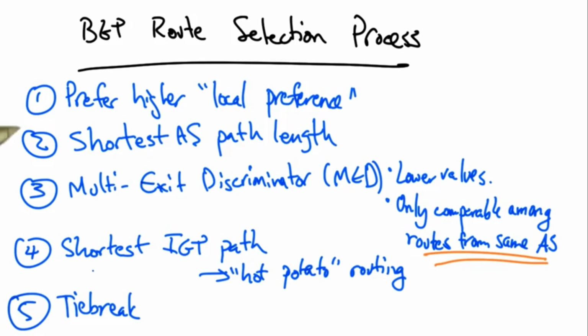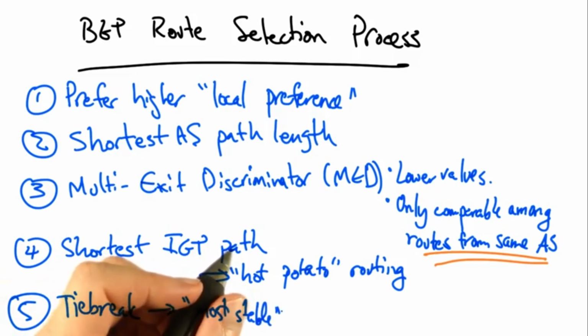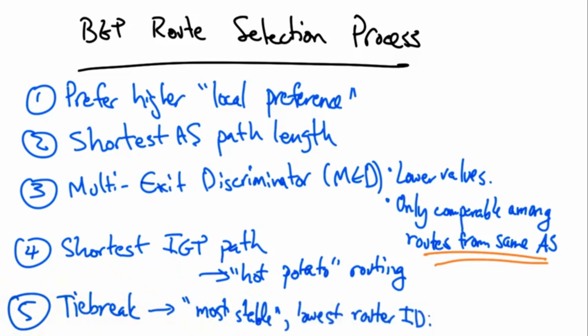Finally, if there are still multiple routes with the highest possible local preference, the shortest AS path, and the shortest IGP path, the router uses a tiebreak to pick a single best route. This tiebreaking step is arbitrary. It might be the most stable or the route that's been advertised the longest. But often, to induce determinism, operators typically prefer that this tiebreaking step is performed based on the route advertisement from the router with the lowest router ID, which is typically the neighboring router's IP address.